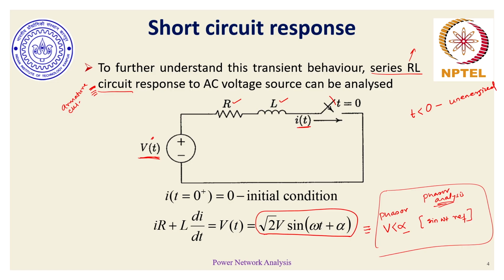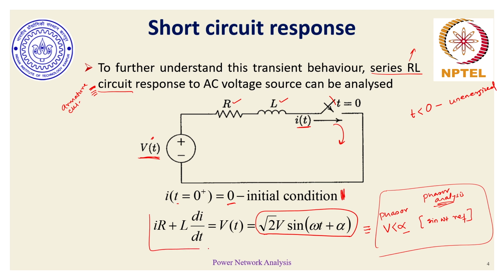So we want to find the expression of i(t). Since at t less than 0 the circuit current is 0, at just t equal to 0 plus the initial current is 0, because there was no path for this current to flow. It was unenergized. This serves as our initial condition.